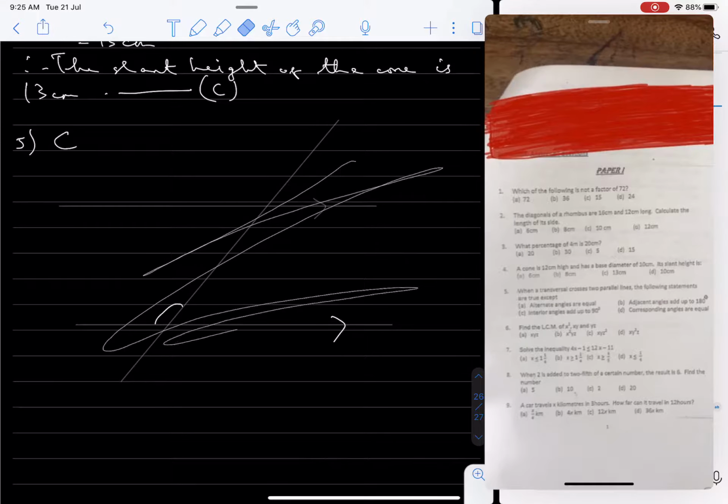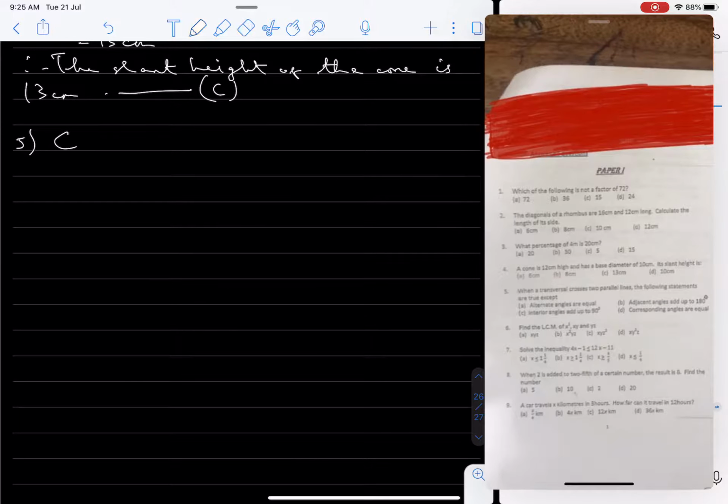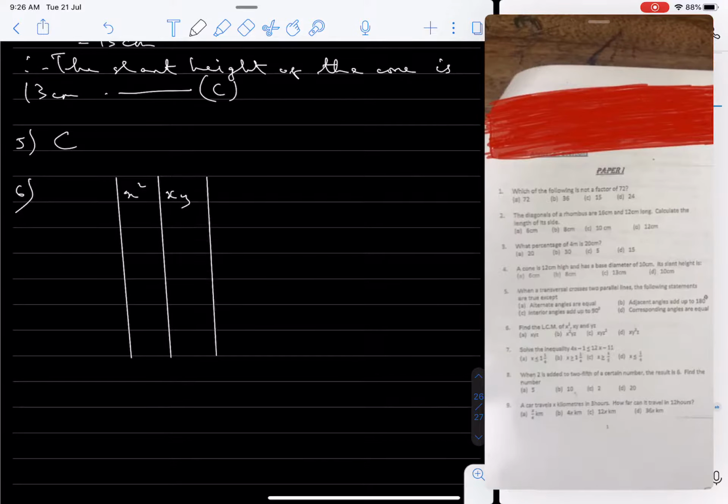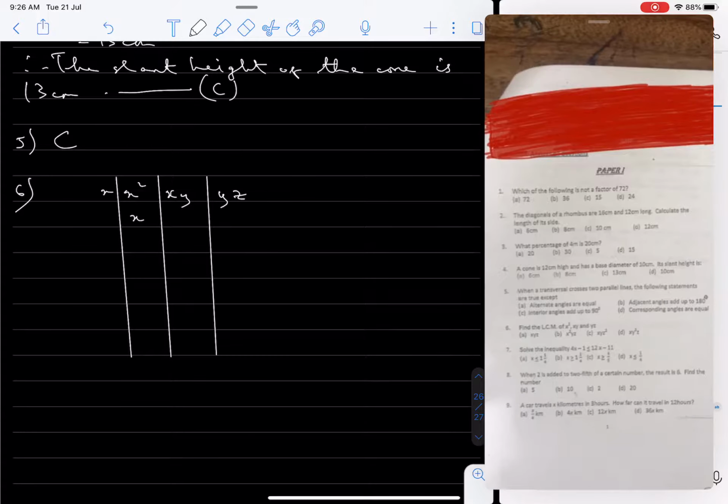No. So let's go to number 6 quickly. Find the LCM of x squared, xy, and yz. That's a piece of cake. We go through the usual method.